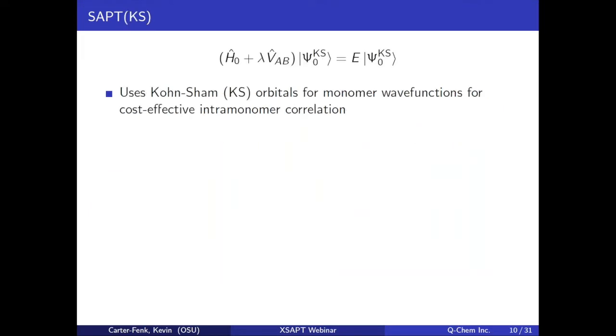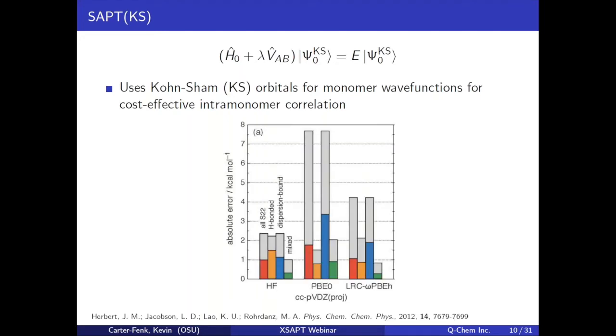Which brings us to SAPT(KS), or Kohn-Sham. So one approximation we can make is to converge monomer densities using density functional theory to capture the intramonomer correlation in a cost-effective way, and then use the Kohn-Sham orbitals as our ansatz for the zero-order wave function. And this tends to improve the results for hydrogen bonded systems.